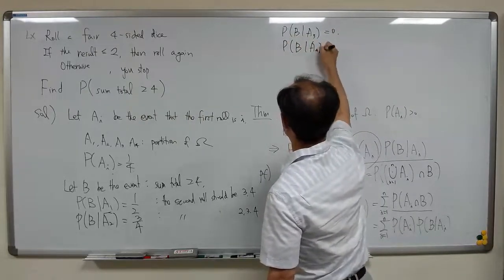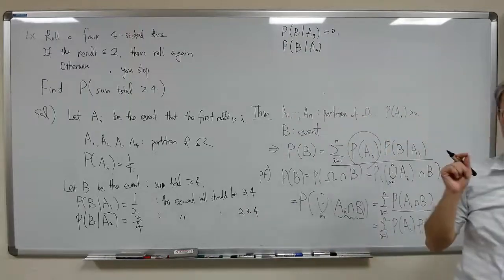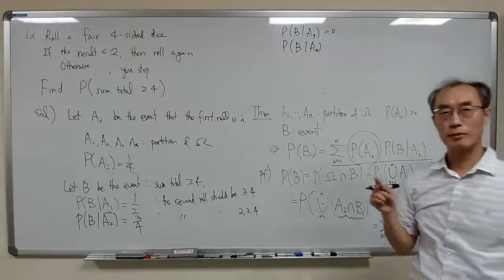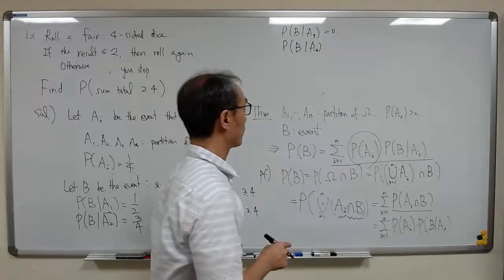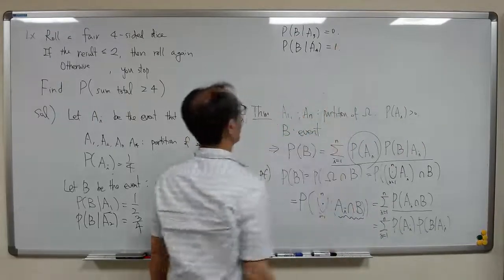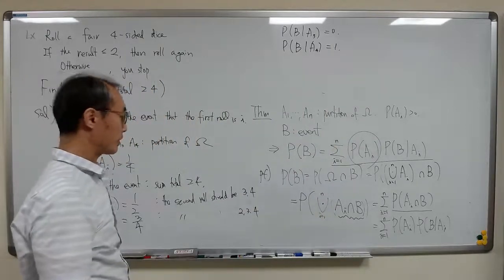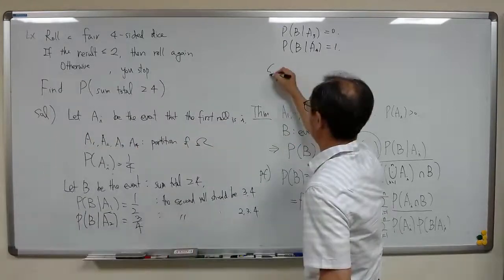And the probability of B given A4. Now, the result of the first row is number 4. Then you stop, and the total sum itself is 4. So the probability is simply 1.